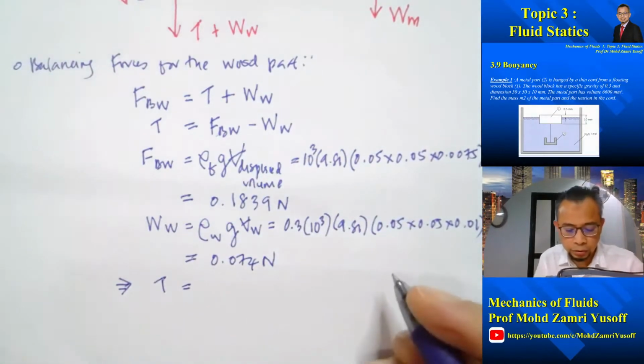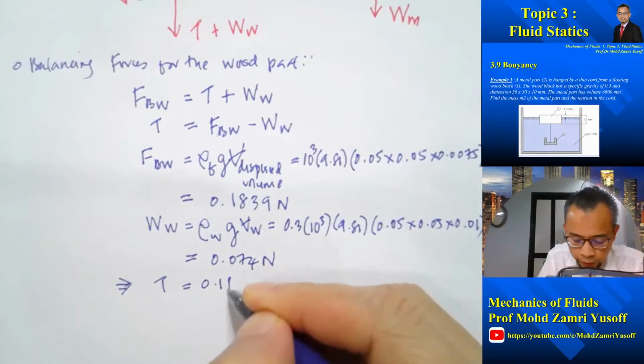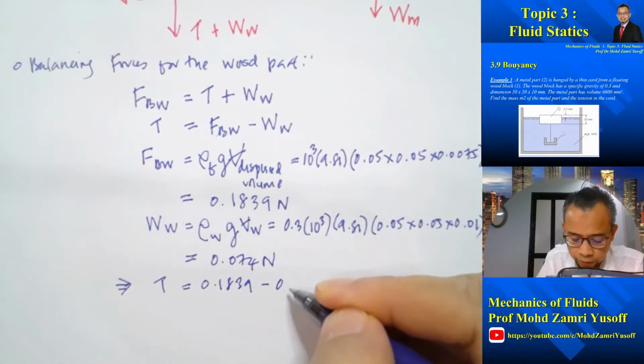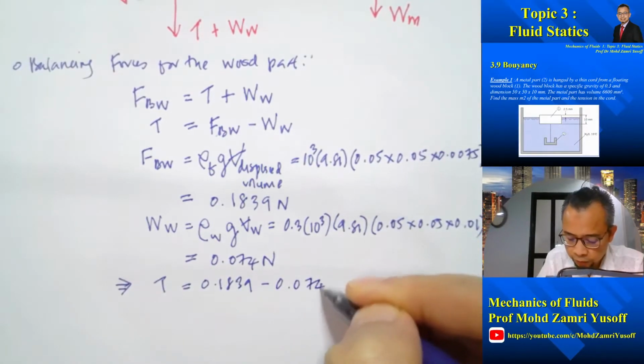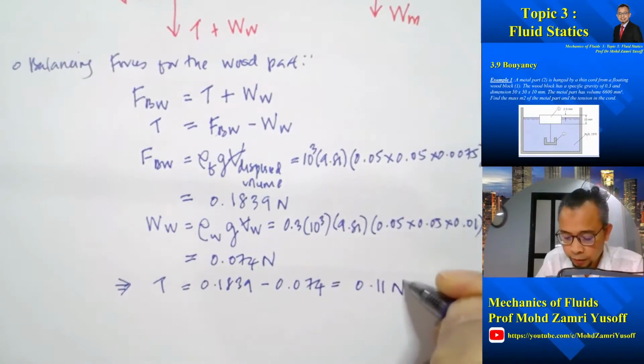And from there, I just substitute it back into these equations. So I get the tension is equal to F buoyancy wood, 0.1839, minus 0.074. So I get the tension is equal to 0.11 Newton.